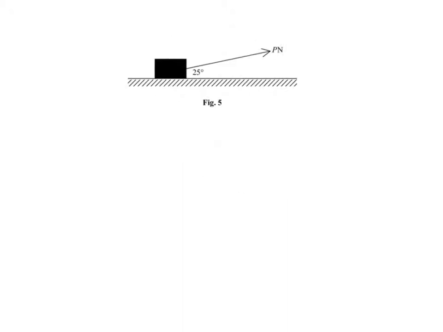The rope's now changed to an angle of 25. We will still have weight acting down, we will still have friction opposing motion, and we will have a reaction. Now it's important to remember that this reaction is not the same reaction as in the previous part of the question. I'm now going to resolve my forces.